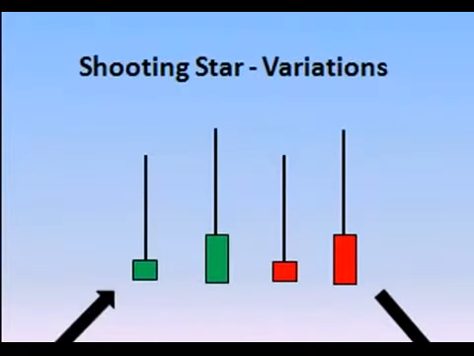So which of these are shooting star patterns and which aren't? Well, all exist at the top of a trend. All have an upper shadow greater than 2 times the size of the real body. So all of them are valid shooting star patterns.